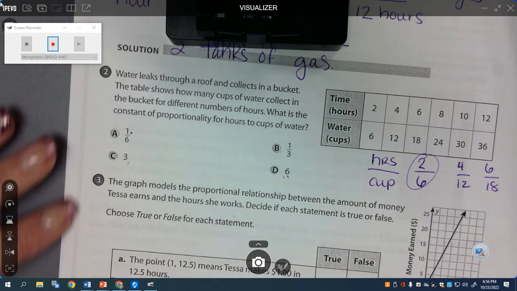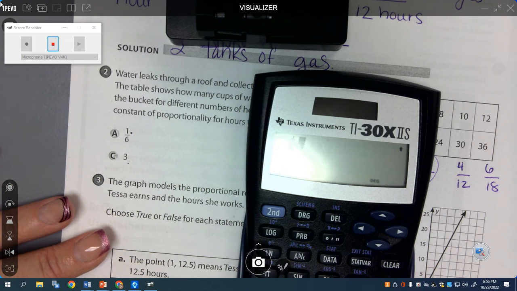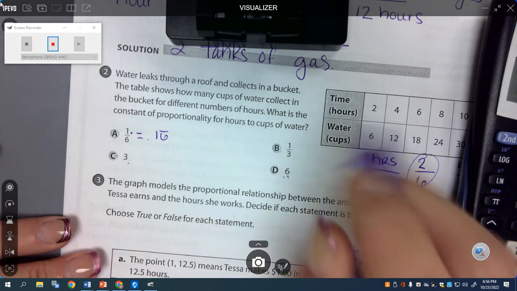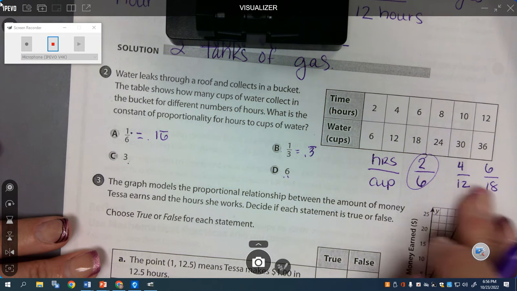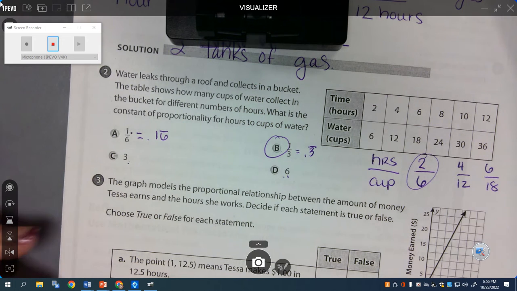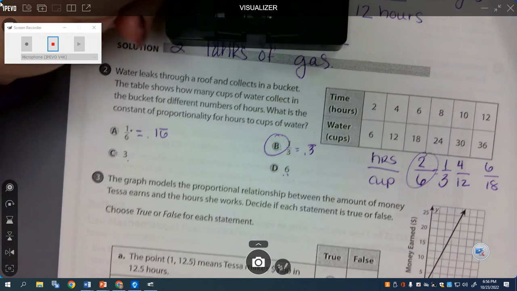So 1/6 is like, oh my goodness, I think it's like 0.16 repeating. 1 divided by 6 is, yeah, 0.16 repeating. 1/3 is 0.3 repeating. And that's what all of these came to. And if we were to reduce all of these down, guess what? It would be B, 1/3. Okay? All right. So moving forward, let's go down to this one.